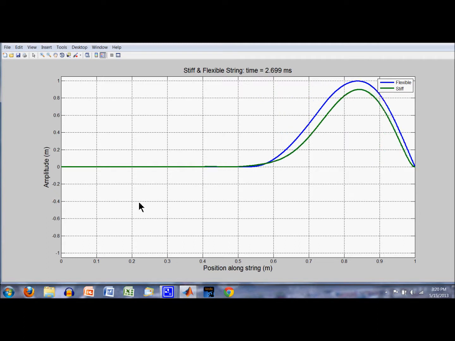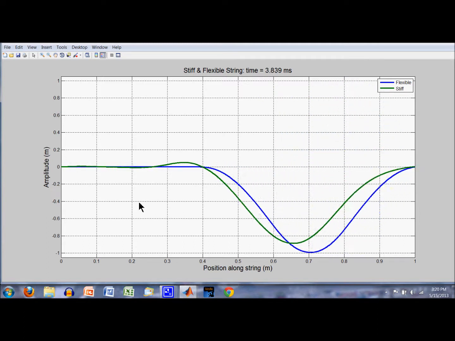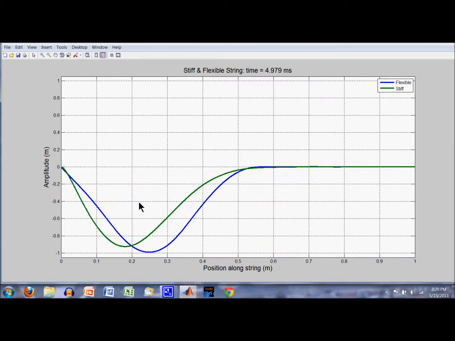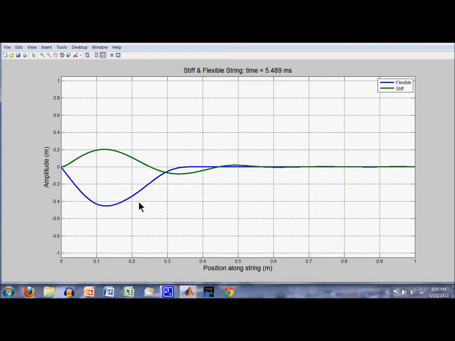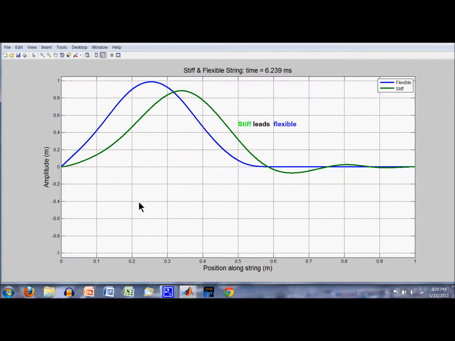We get the reflection at the right-hand side, inversion. Reflection and inversion. Okay, so we've done about 6.2 milliseconds of simulation. The stiff wire is leading the flexible wire. You can see it also has developed some undulations that the flexible wire does not have.